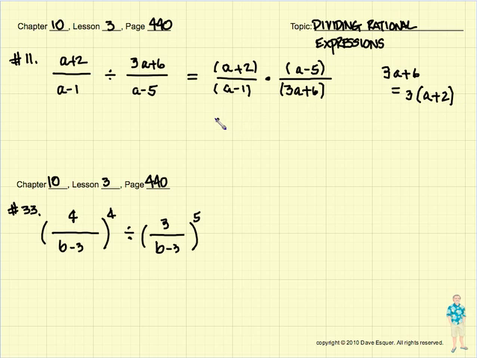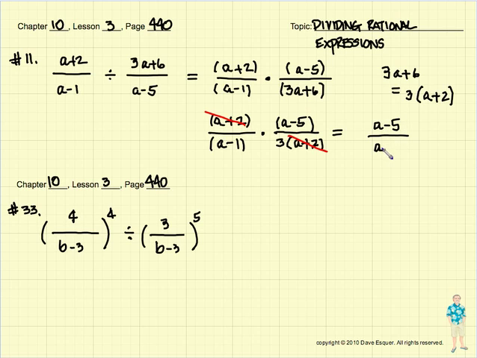So we can rewrite this as a plus 2, a minus 1, times a minus 5, and 3 times the quantity of a plus 2. So let's clean this up and put some parentheses around here so we can keep ourselves organized. We're going to look and see what we can cancel out, and lo and behold, our a plus 2's are going to disappear in the numerator and the denominator. So our numerator ends up being a minus 5, and our denominator ends up being a minus 1. And I believe that's the answer that we were looking for.